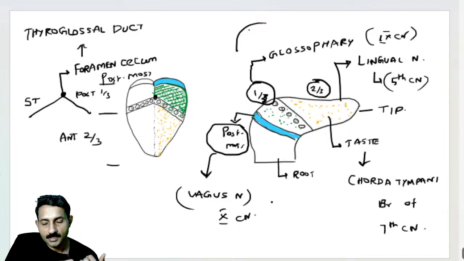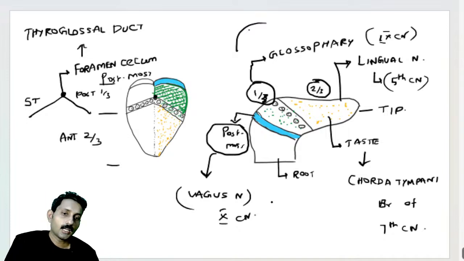The fifth nerve is supplying general sensation. Then taste sensation of this part is supplied by the chorda tympani branch. Now, the posterior one-third of the tongue, both general sensation and taste sensation are carried by the glossopharyngeal nerve. The posterior most part of the tongue is supplied by the 10th cranial nerve, that's called the vagus nerve.